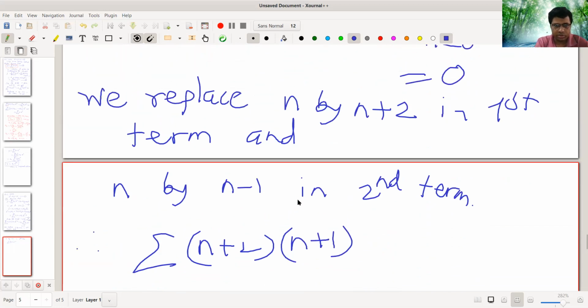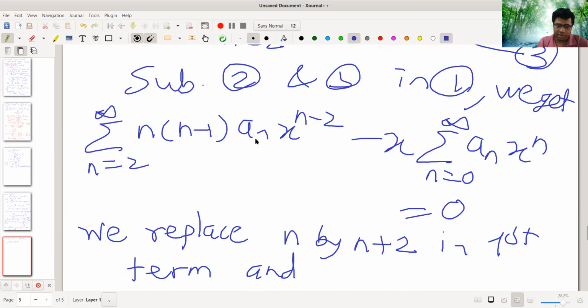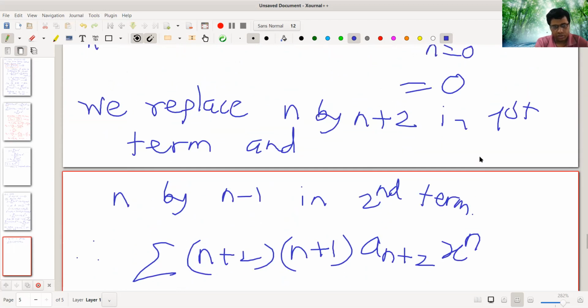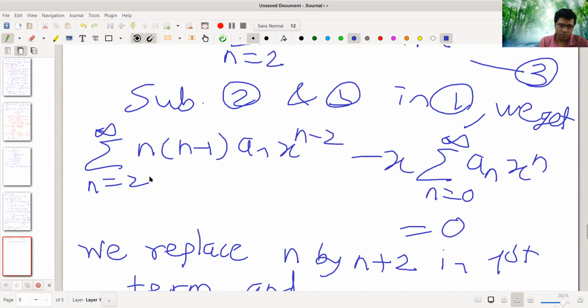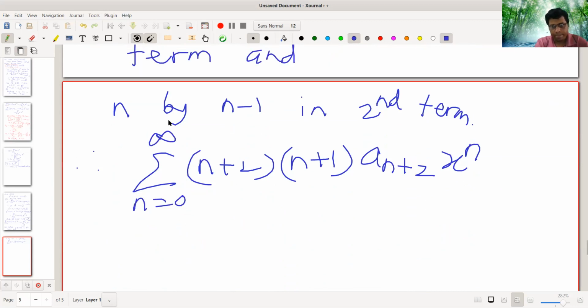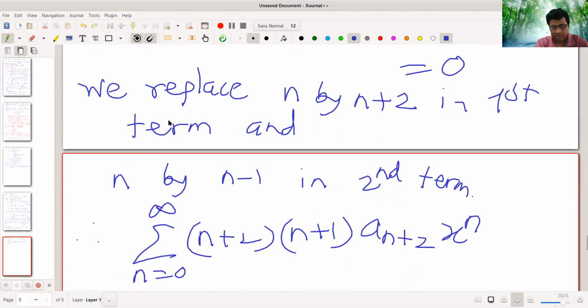Then there is a_(n+2) and x raised to n. Okay, now here n starts from 2, and when n equals 2 we have x power 0. So here we need the first term as x power 0, so n should start from 0. Okay, the second term is minus summation.